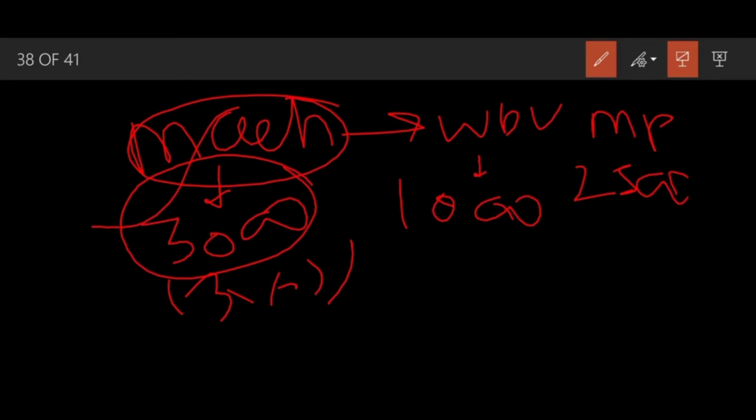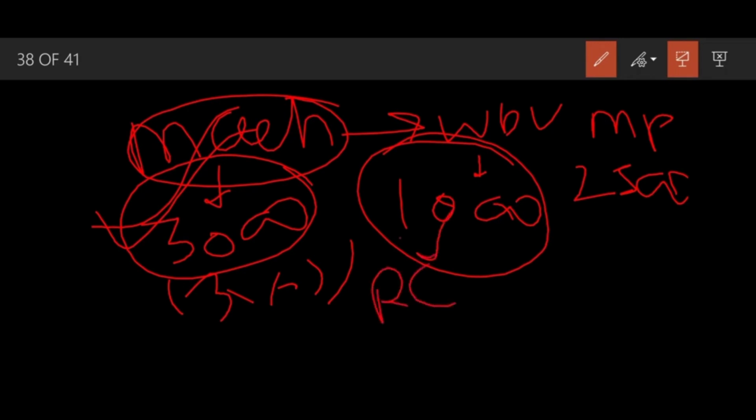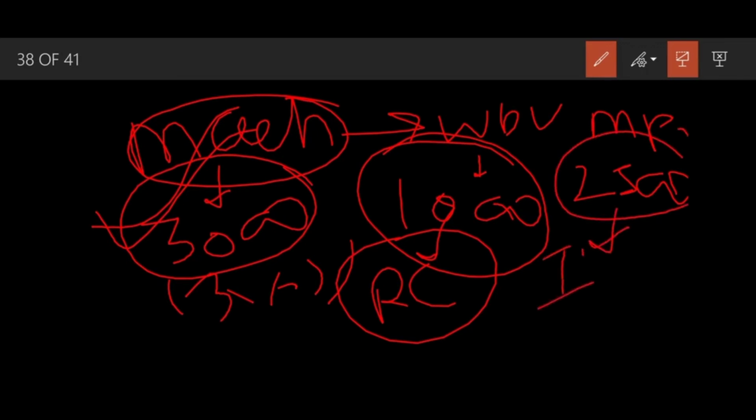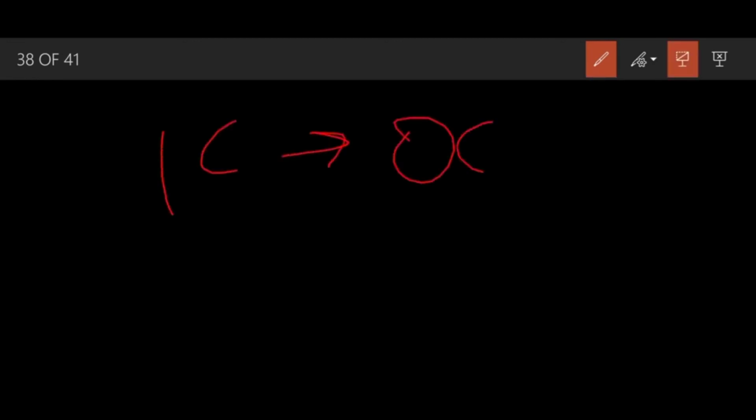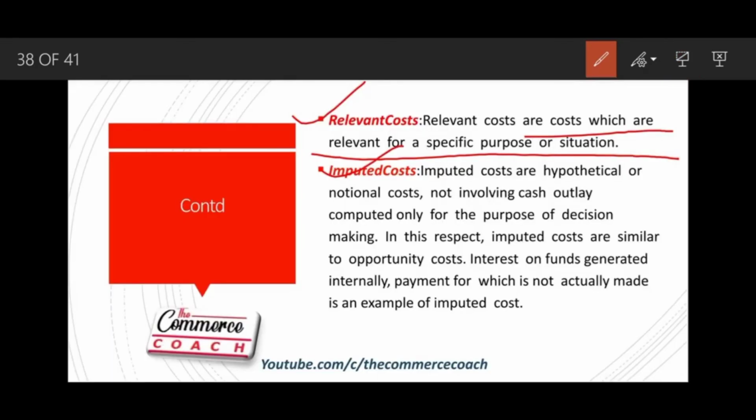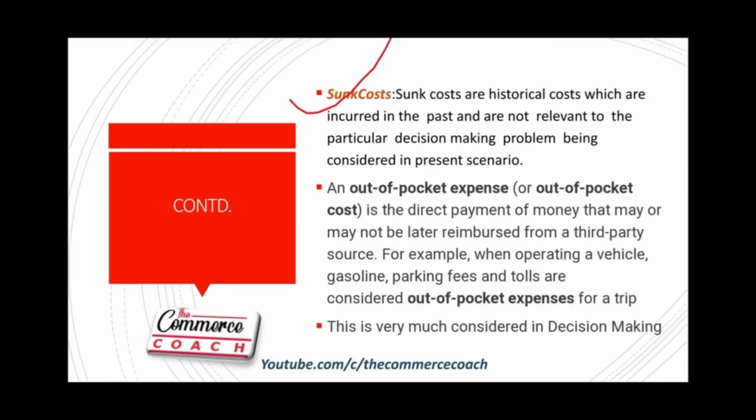Is there any use in taking decisions based on the fact that I purchased this machinery 3 years back for 3000? Does it affect my decisions? The answer is no. The cost that will affect my decision is 1000 because the WDV of the machinery today is 1000. This is known as relevant cost. And the market price of such machinery, 2500, is irrelevant cost, because this also does not affect our decision making. So the relevant cost is this, the irrelevant cost is this, and this is a sunk cost. Imputed cost is basically opportunity cost. You can read the features by yourself and you will get the point easily.